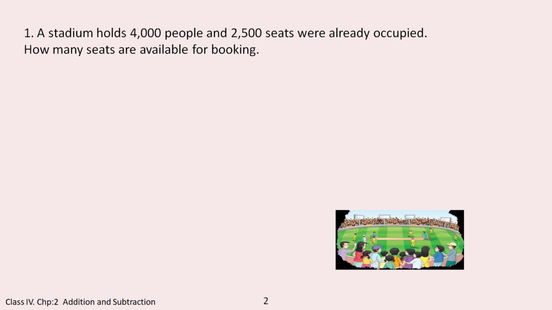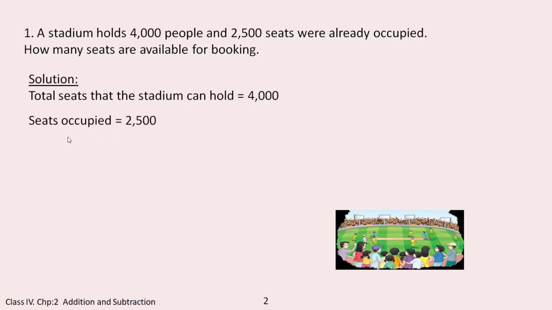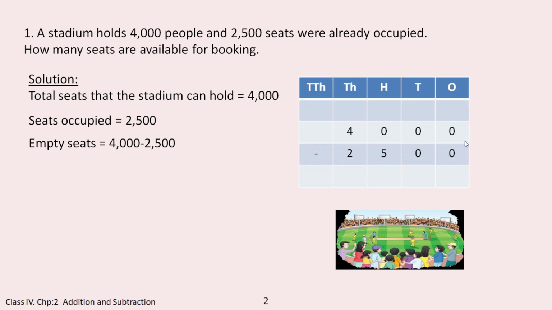Fine. Starting with our solution, the first statement I have written is total seats that the stadium can hold is 4,000. And the second information is the seats occupied are 2,500. So the empty seats will be 4,000 minus 2,500. Okay. Now having our place value chart and starting from the extreme right, 0 minus 0 will be 0.